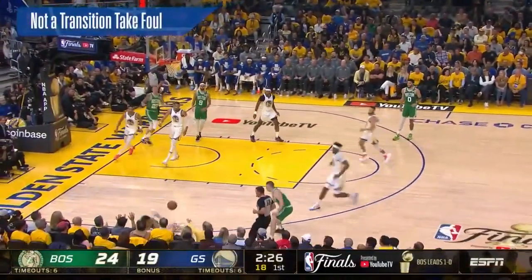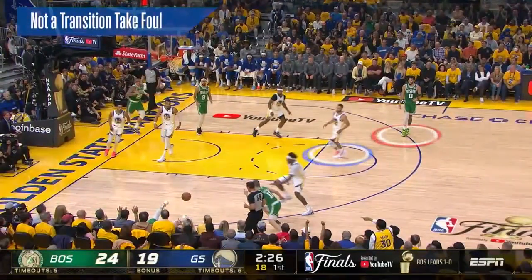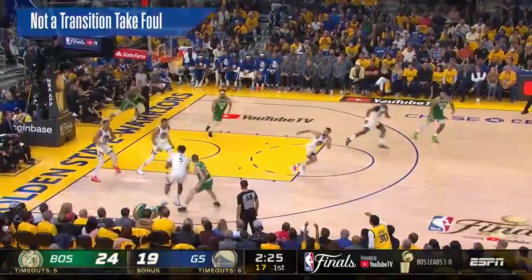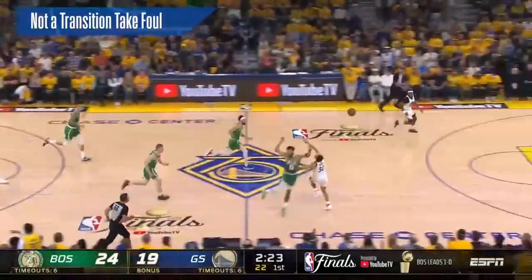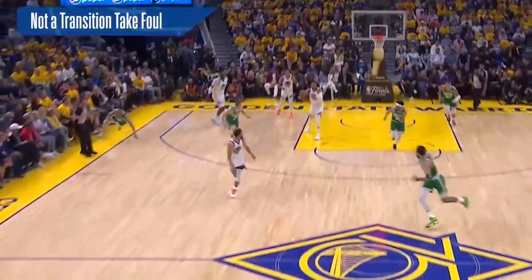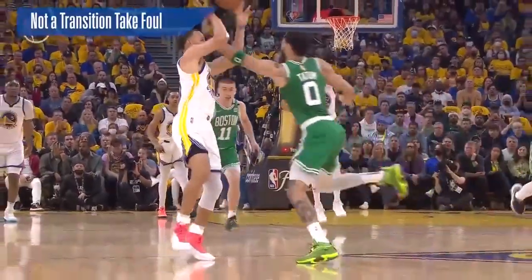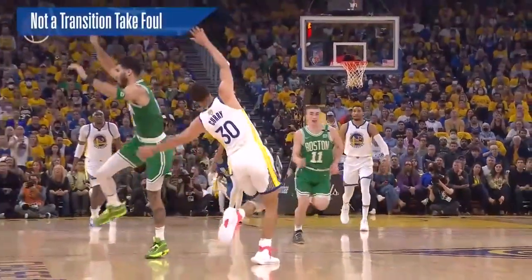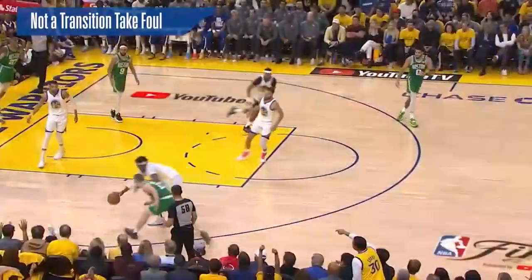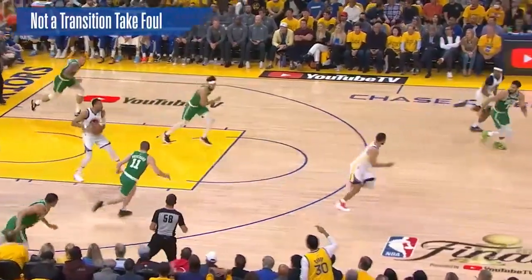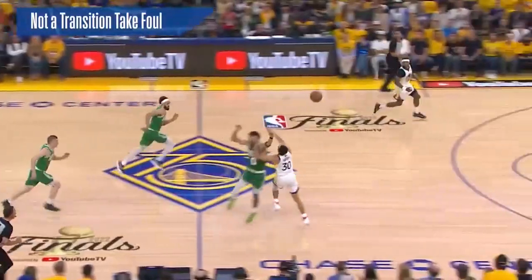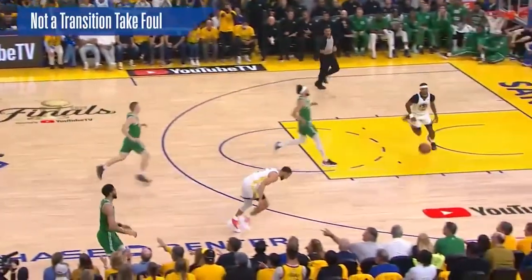This next play will show another example of a defensive foul that would not be ruled a transition take foul this season. The defensive player, Jayson Tatum, makes a legitimate attempt to intercept the pass, but in doing so, he makes illegal contact with his opponent, Steph Curry, and the defensive foul is correctly called. Again, since this was a legitimate attempt to play defense by Tatum, this would be ruled a common foul and not a transition take foul.